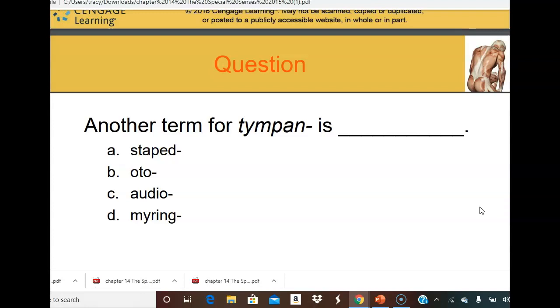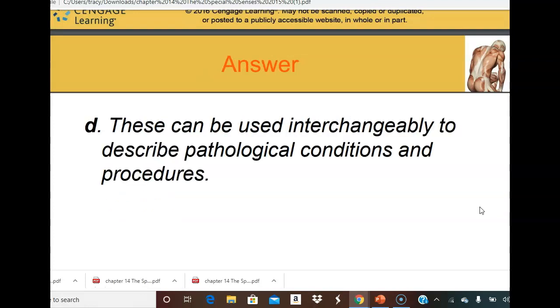Okay, and another term for tympano is, we just mentioned it, myringo. Those are interchangeable and can both describe infections in the ear or procedures that are done. A tympanoplasty and a myringoplasty are the same thing. Okay.